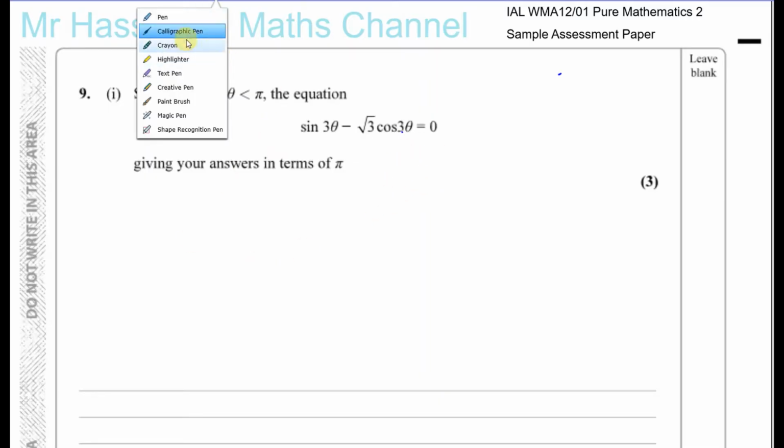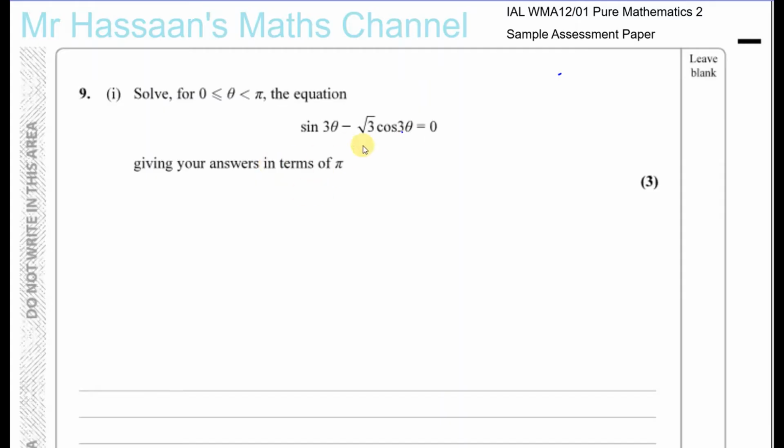Now, the question states we've got to solve this. I'm starting off with sine of 3 theta minus root 3 cosine 3 theta equals 0. I have to change this so I end up with one ratio. There's no way I can have two separate factors, where I can say sine 3 theta equals something and cosine 3 theta equals something. There's no product or anything like that. I can do it in different ways, but because it says equals 0, this is going to help me, because if I divide everything by cosine 3 theta, this will stay 0, this will become root 3, and this will become tan 3 theta, and I've got one ratio.